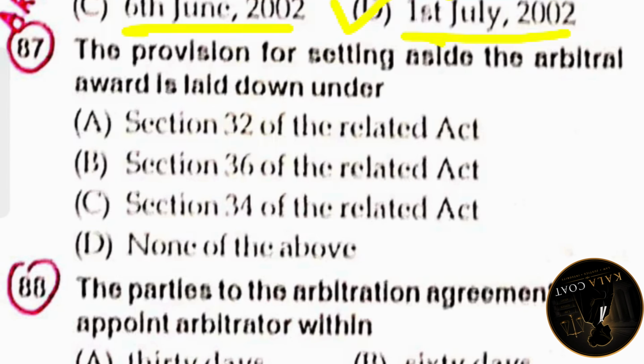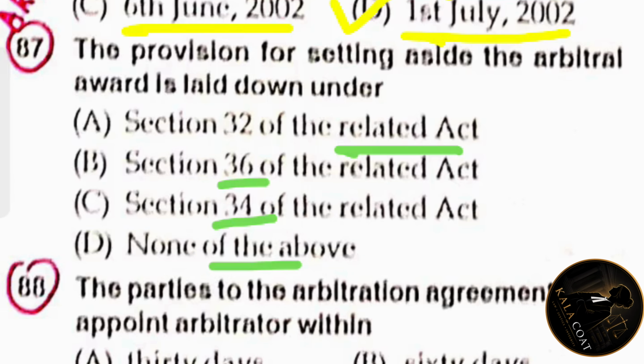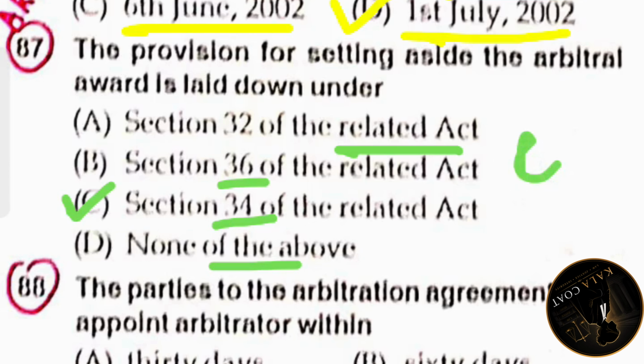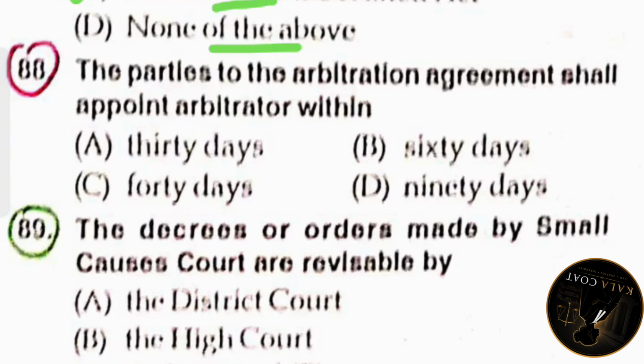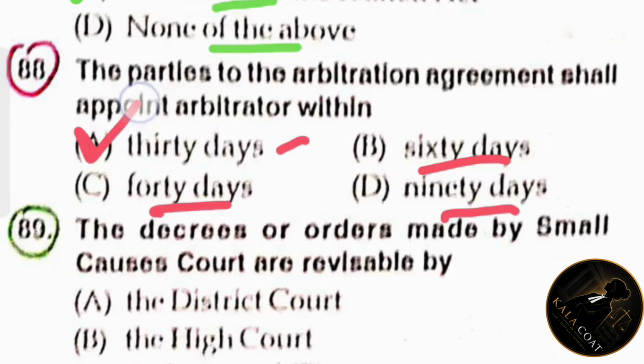Question number 87. The provision for setting aside the arbitral award is laid down under Section 32 of the related act, that is Arbitration and Conciliation Act, Section 36, Section 34 or none of the above. Correct answer is Section 34 of the Arbitration and Conciliation Act. Option C is the right answer. Question number 88. The parties to the arbitration agreement shall appoint arbitrator within 30 days, 60 days, 40 days or 90 days. Correct answer is 30 days.